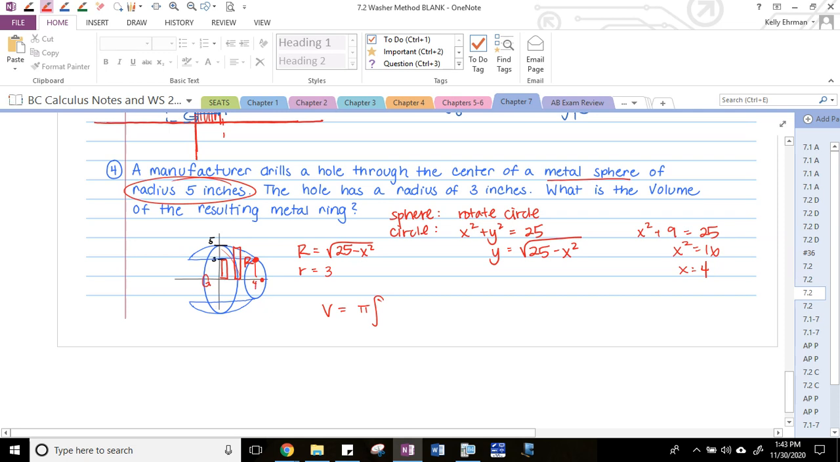Because remember, you drill a hole through a sphere, you're kind of cutting off the ends of it, right? It doesn't have a rounded end anymore. We're trying to figure out where that cuts off. On the other side, it would be -4. So we're going from -4 to 4 of big R squared, so 25 minus x squared. When I square the square root, it's gone. Minus 3 squared, minus 9, dx. And again, we can integrate that either by hand or with our calculator.